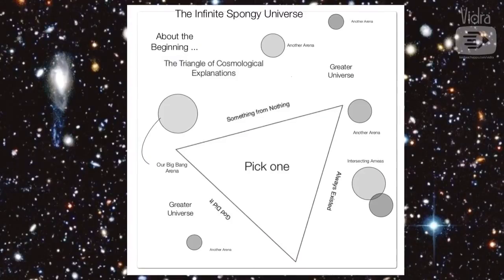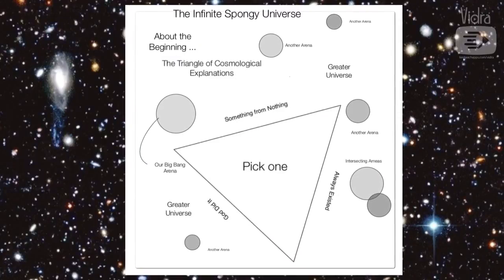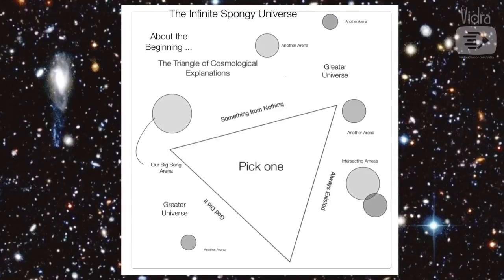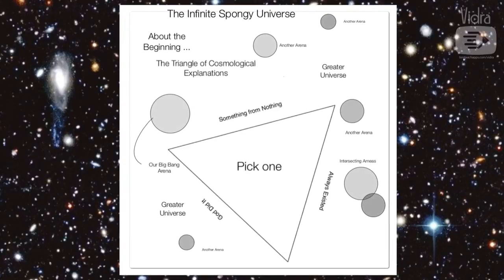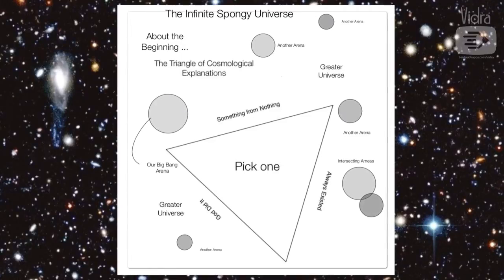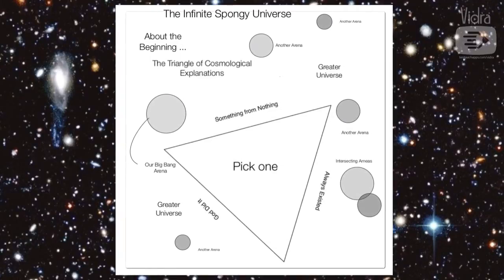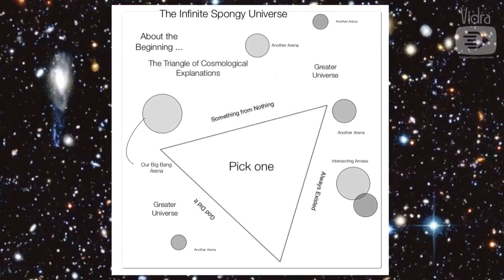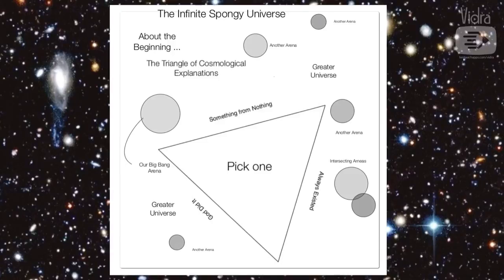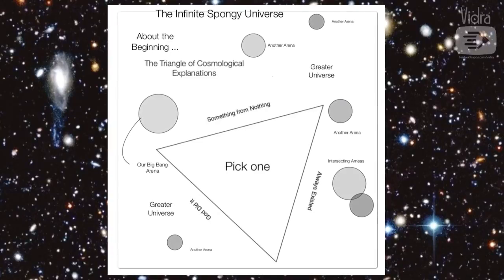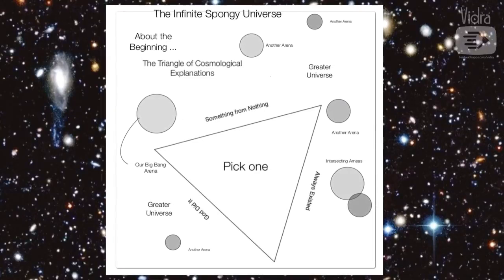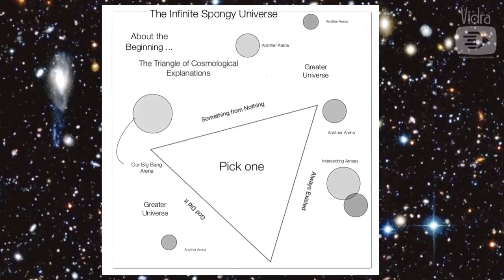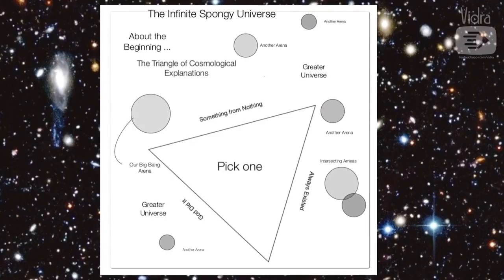This slide is about the beginning. Some models of cosmology fail to address the beginning, but logically there are three major explanations for the existence of the universe. They are depicted on the sides of the triangle of cosmological explanations, with the imperative, pick one. In the ISU model, there was no beginning, and it is built on the premise that the universe has always existed.